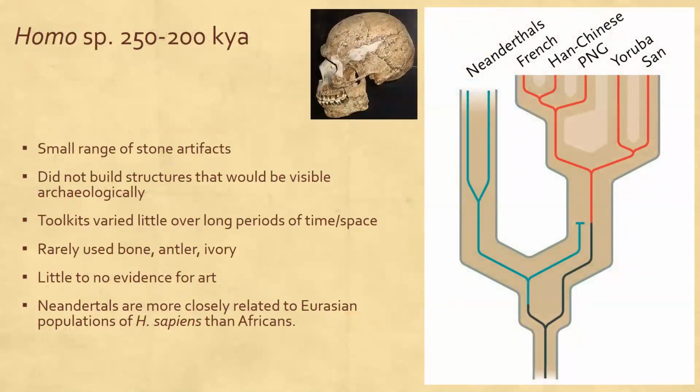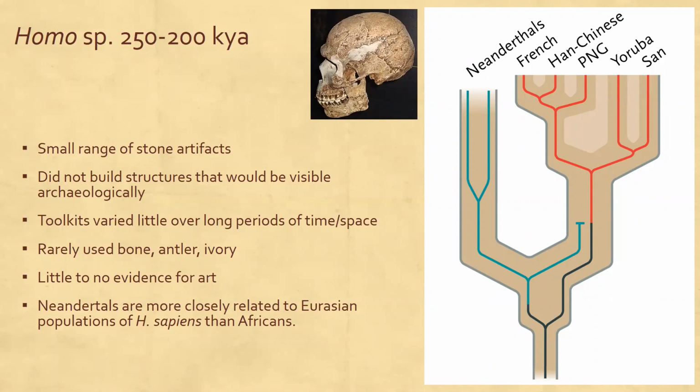Homo sapiens. Between 250 and 200,000 years ago, there is a small range of stone artifacts that represent Homo sapiens. They did not build structures that really would be visible archaeologically, and they probably had tents. They more or less used caves. They behaved like their cousins in Europe, the Neanderthal. Toolkits varied little over long periods of time and space, and like Neanderthal, they used some, but not very much, bone, antler, or ivory. There's also little to no evidence for artistic, creative expression.